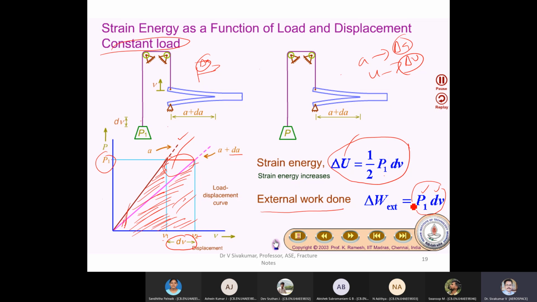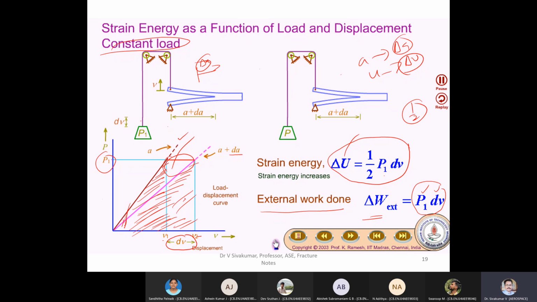Why is this half not accounted for? It all depends on the fashion in which you are applying the load, whether you apply the load suddenly or gradually. Only then will the 1/2 take part in the external energy. So this is the strain energy calculated through constant load.